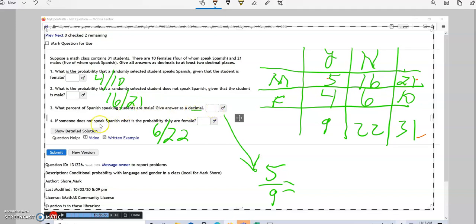I don't know why they asked for percent and say give it as a decimal, but percent of Spanish speaking students are male, so it's percentage of Spanish speaking males. That means yes. If they speak Spanish, that's yes. So given that they said yes, of course, is how you interpret that. It's 5 out of 9. Someone does not speak Spanish, that means no. Probability of females, 6 out of 22.